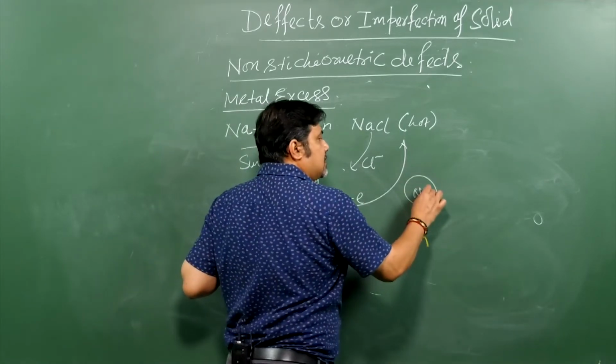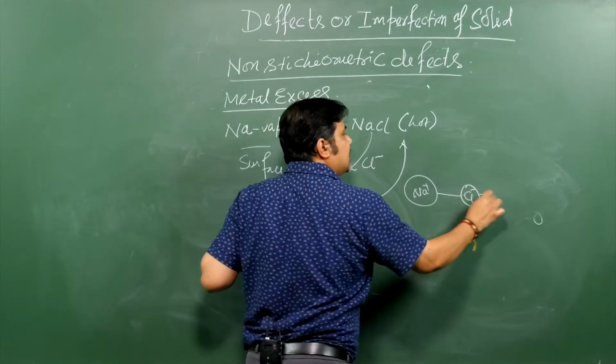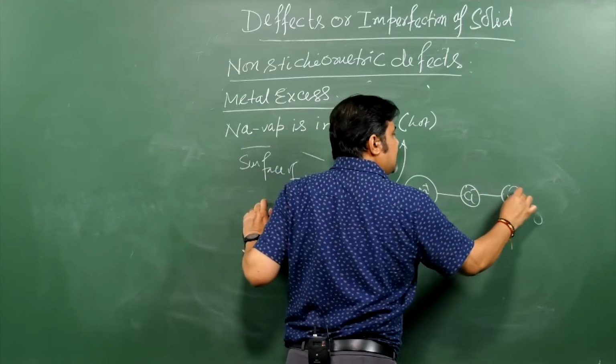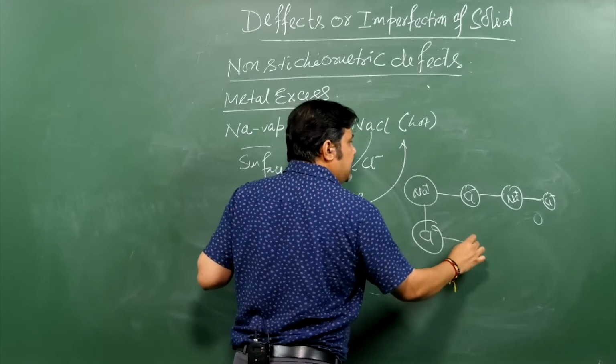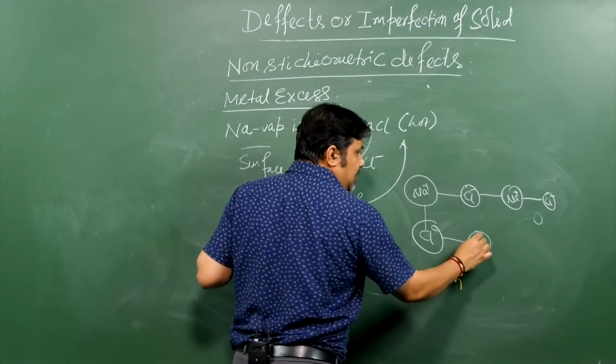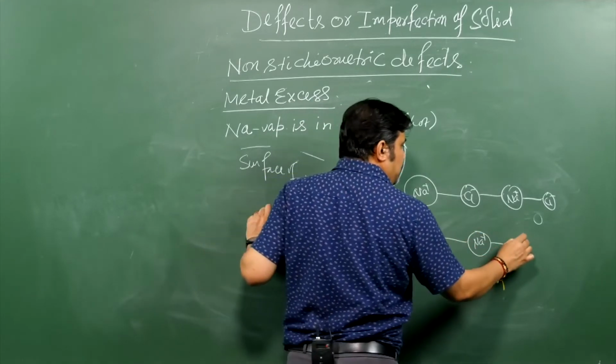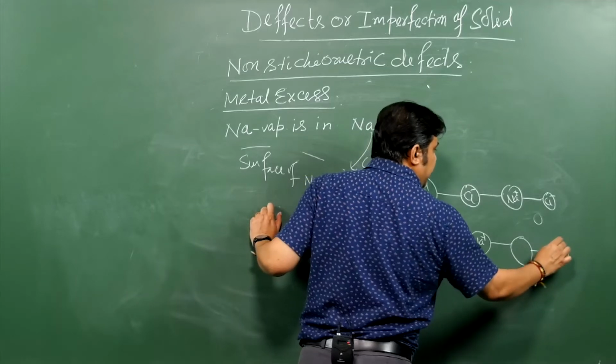The picture will be like this. Suppose Na plus, and this is Cl minus, and this is Na plus, and this is Cl minus, and this is Cl minus, and this will be Na plus, and then Na plus, and the next one will be Cl minus, and the next one will be Na plus.